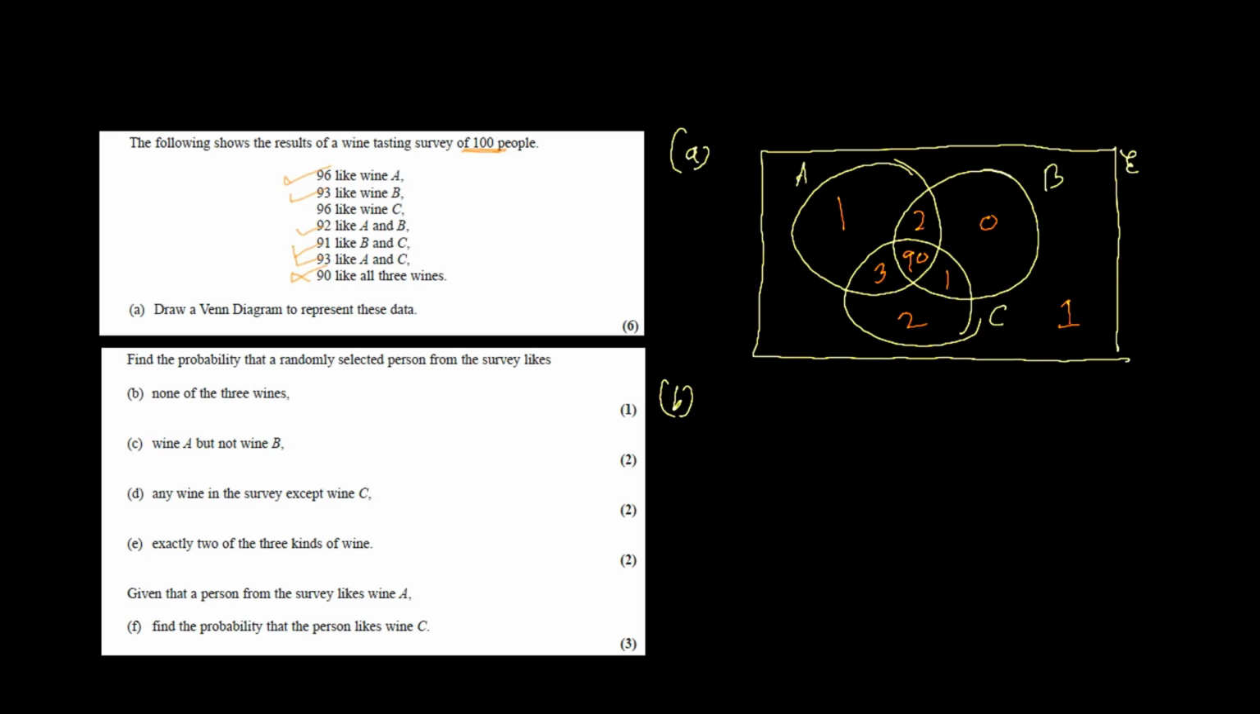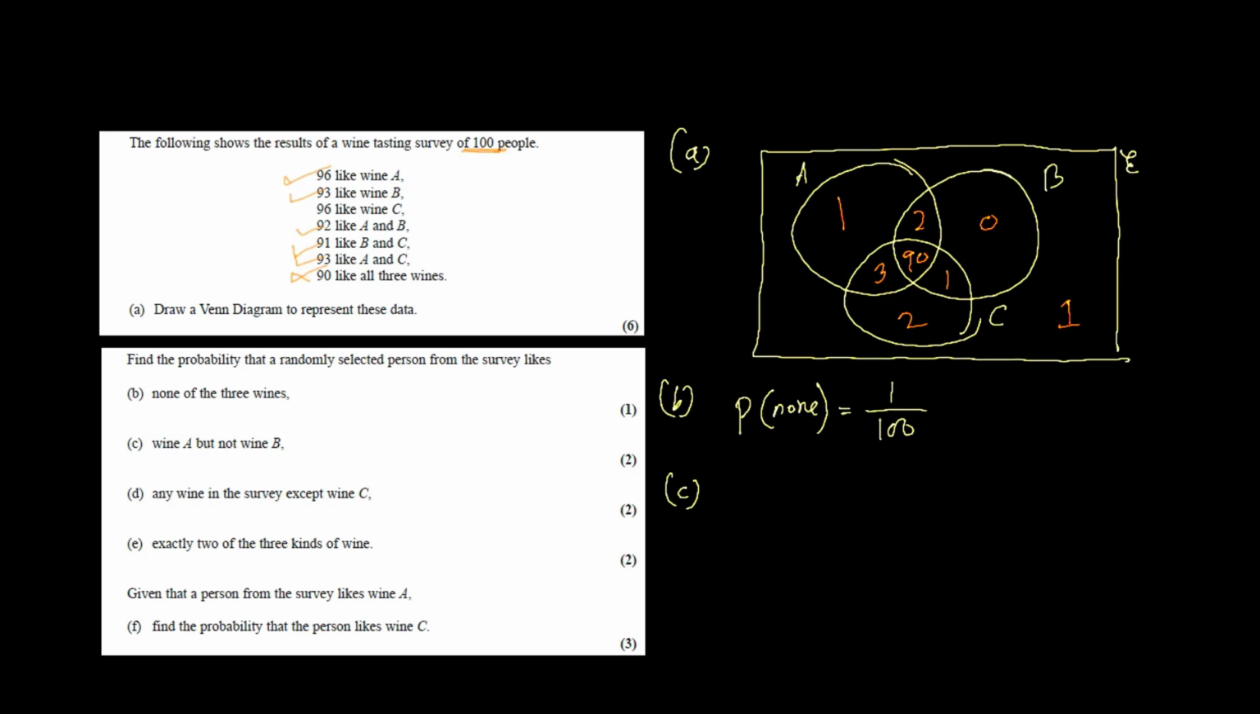B is find the probability. Now we are back to the basic probability that I mentioned, where we have to find the event divided by sample space. So the first question, none of the three wines. We know the sample space, meaning the total outcome, is altogether 100 people. Now the event is none, like any of the three wines. So there is only one person who does not like any of the sets, that is 1 by 100.